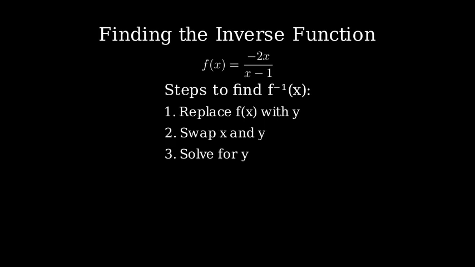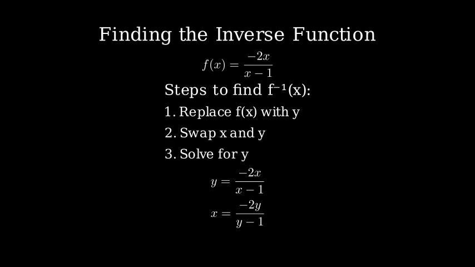Let's start by replacing f(x) with y. This gives us y = -2x / (x - 1). Next, we swap x and y. Now we have x = -2y / (y - 1).